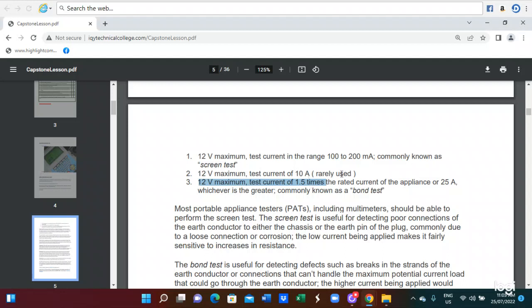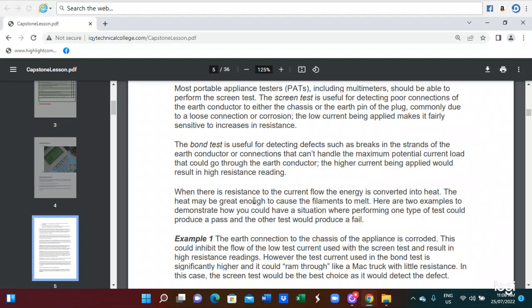This is also utilized for the bond test. So this is the bonding and the current to be utilized to do the bond test. Most of the portable appliance testers or multimeters should be able to perform the scan test. The scan test is used for detecting poor condition or acoustic changes.